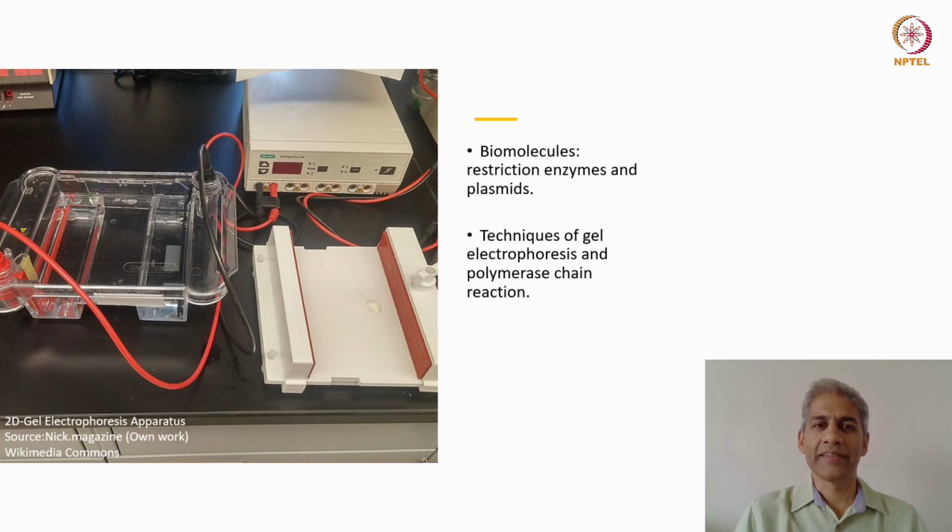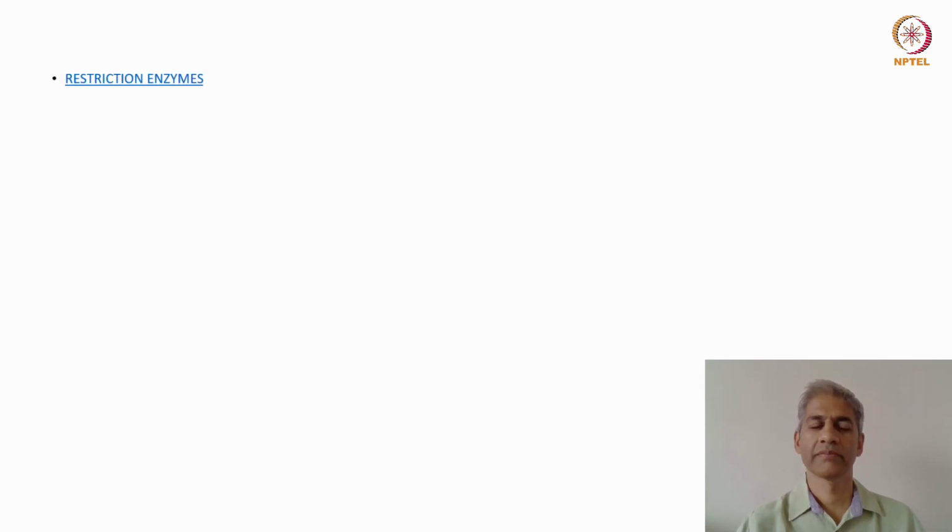We need to know two other things. One category is biomolecules. So two other kinds of biomolecules we need to know are restriction enzymes and plasmids. And then we also need to know the techniques of gel electrophoresis and the polymerase chain reaction. So let's start with the first biomolecule, which are restriction enzymes.